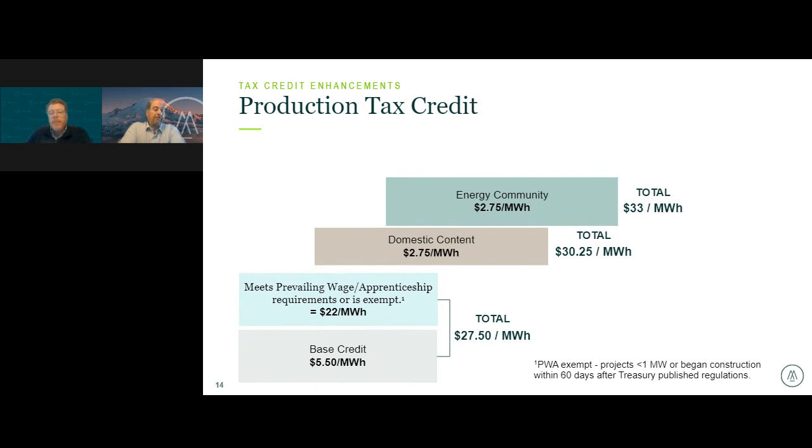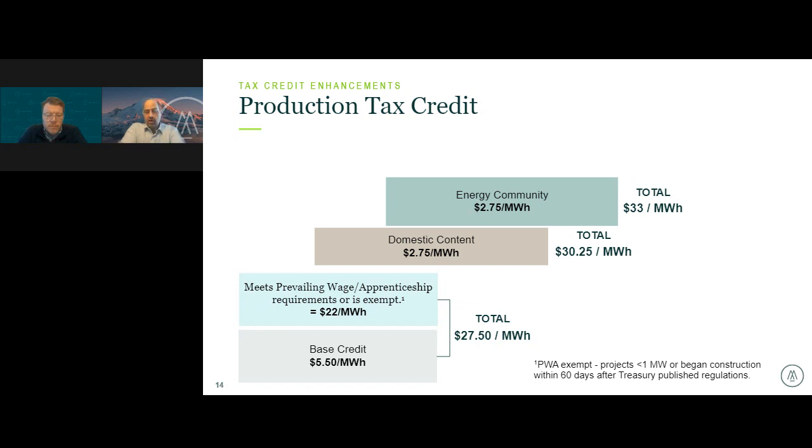Yeah, so the prevailing wage and apprenticeship has had a lot more regulations issued around it from the IRS than has domestic content. With respect to prevailing wage and apprenticeship, there are a lot of entities that are familiar with government contracting already, used to prevailing wage and apprenticeship or something very similar to it. The other part is that there have been a lot more regulations announced related to that.